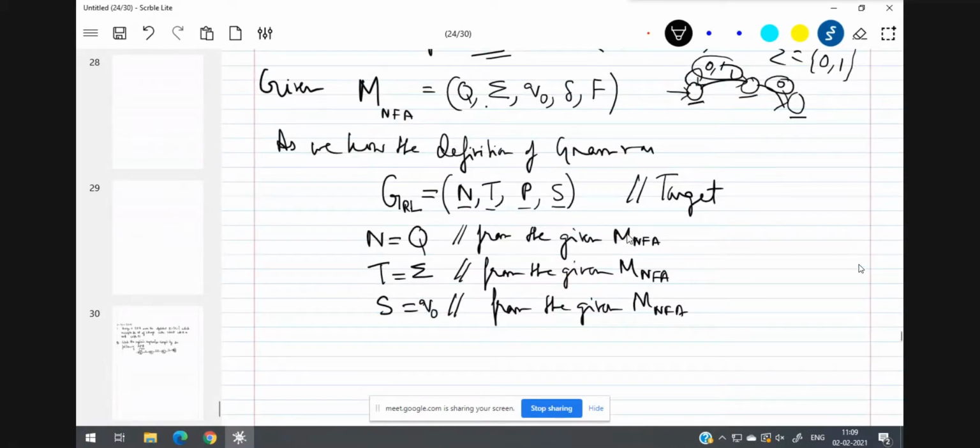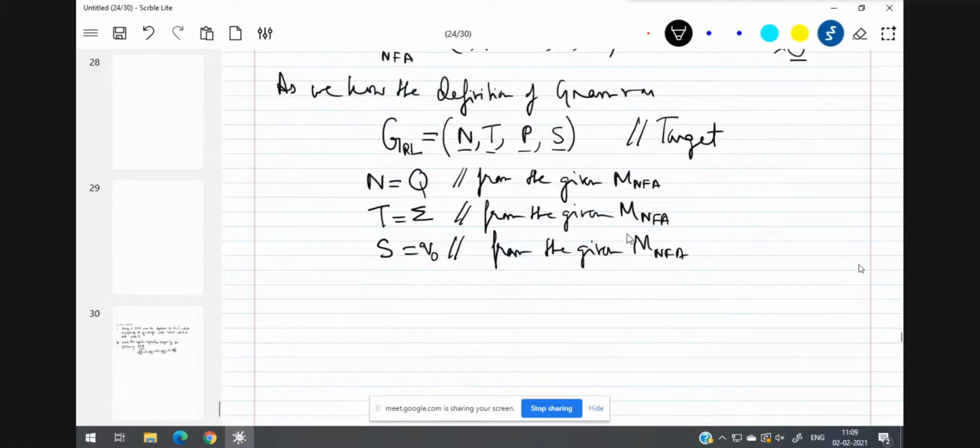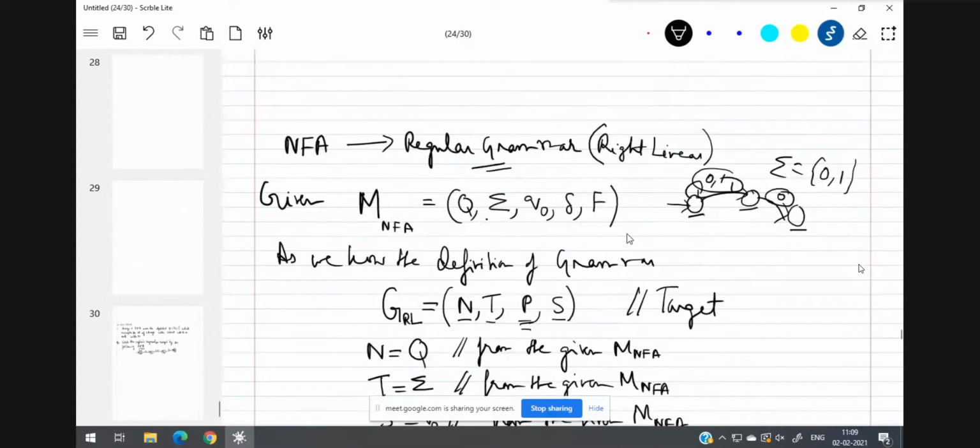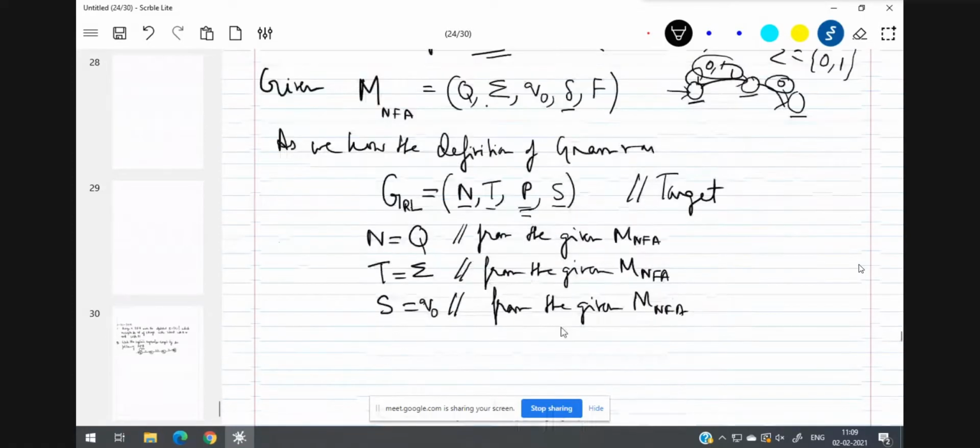Now the main part of the construction from a given NFA is the production. For example, I didn't mention specifically this particular transition function. Depending on this transition function, we will be constructing the production of this regular grammar.